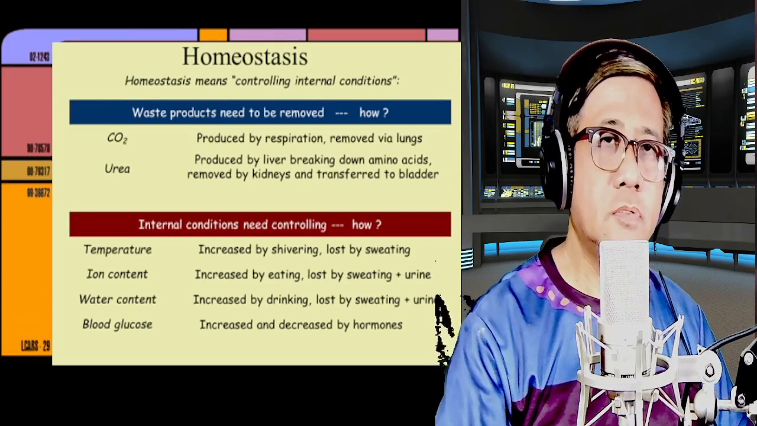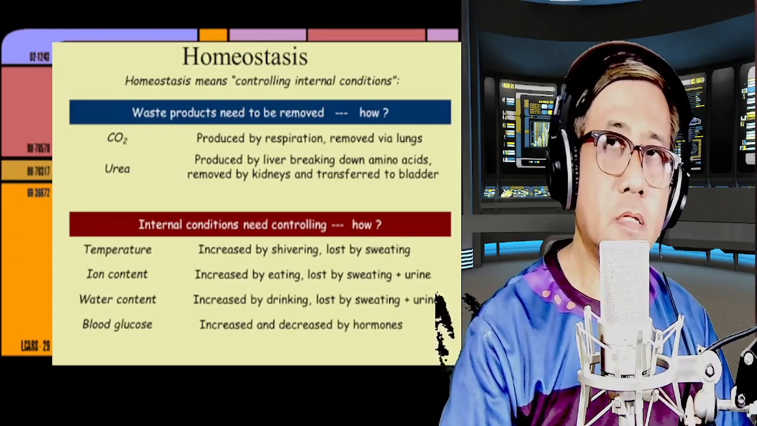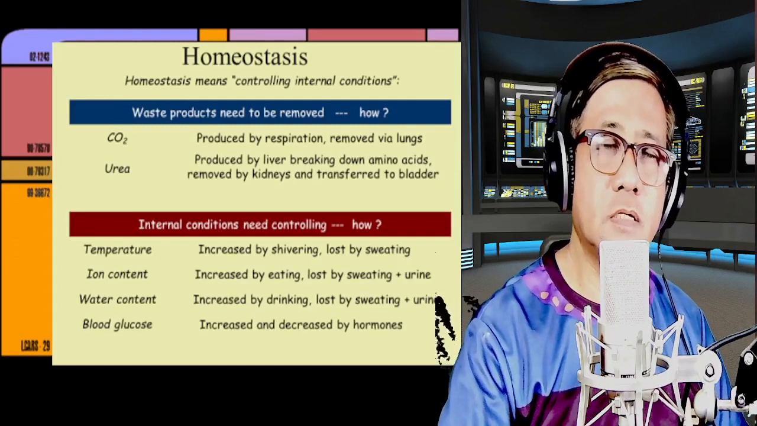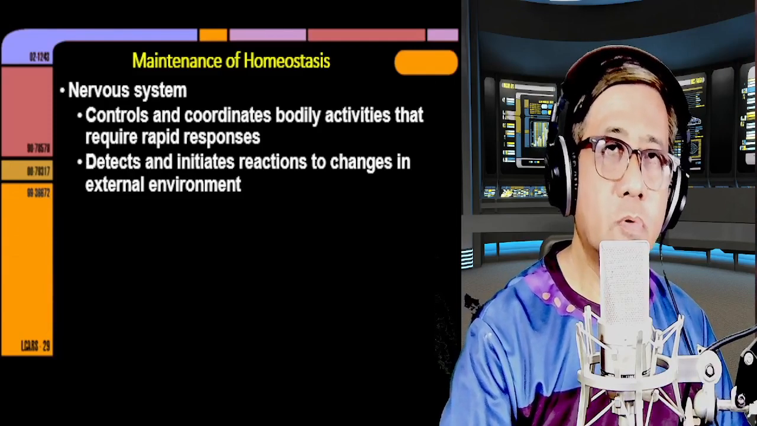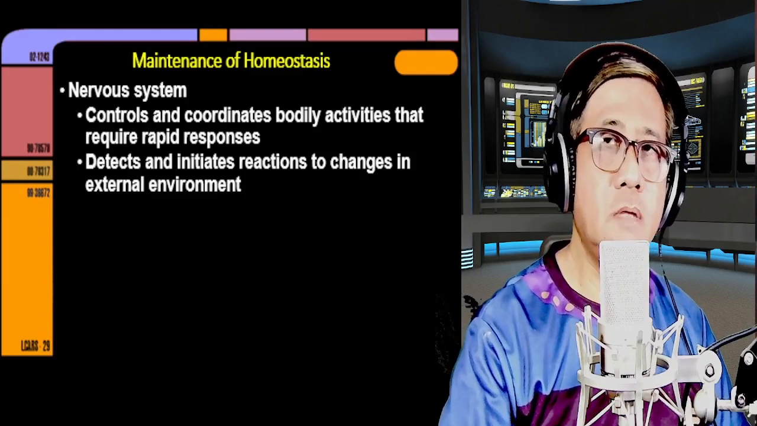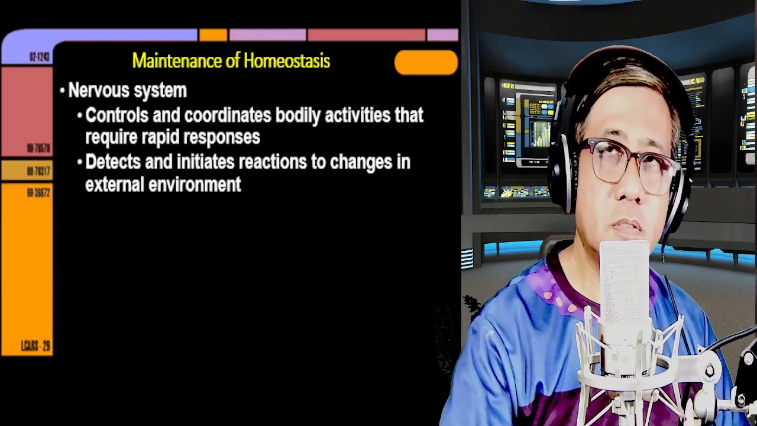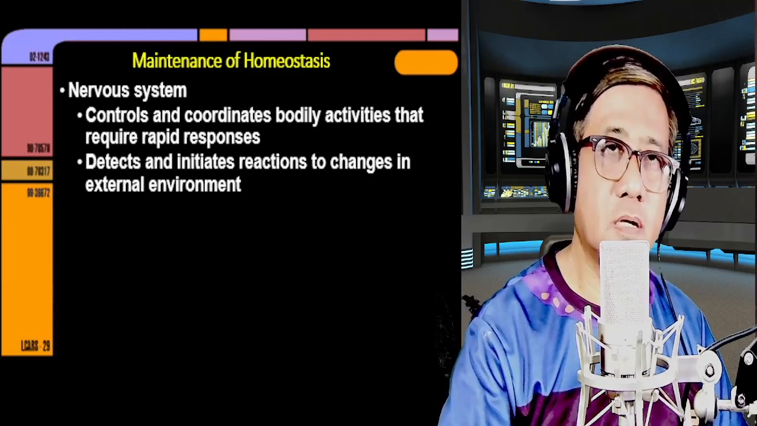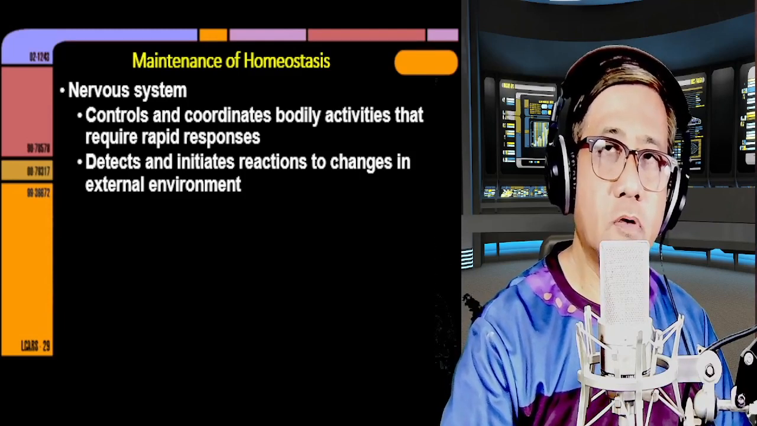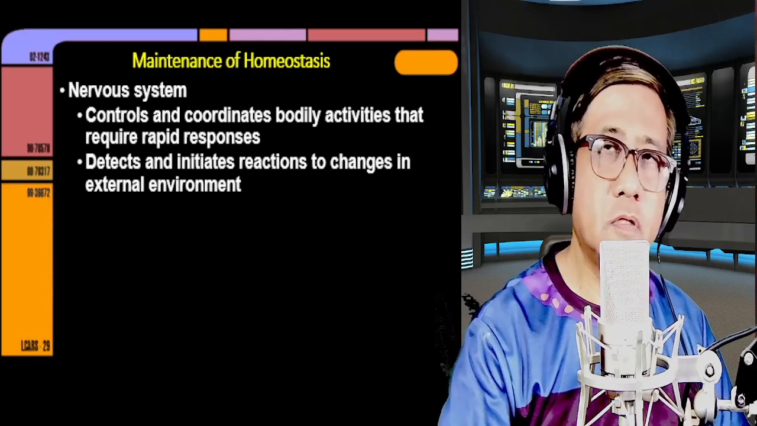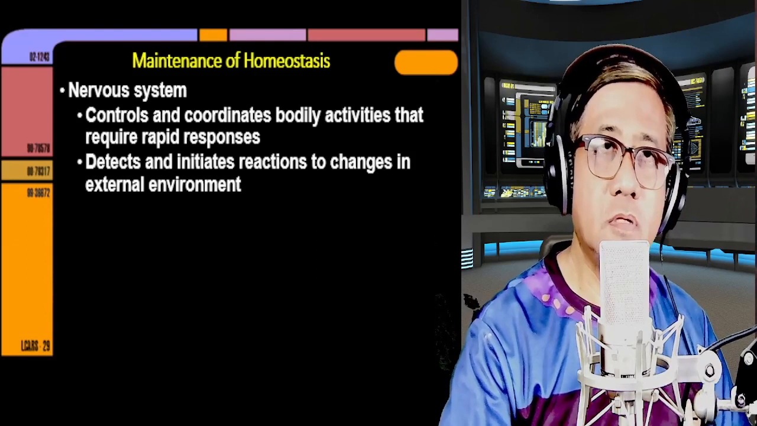So class, in relation to this, as I mentioned earlier, there are two body systems involved in the maintenance of homeostasis. We have the nervous system and the endocrine system. The nervous system basically controls and coordinates bodily functions or activities that require, take note, rapid responses. The quick ones, where the response is immediate. It detects and initiates reactions to changes in the external environment. So when there are changes or deviations in the environment, our body responds right away through the nervous system.